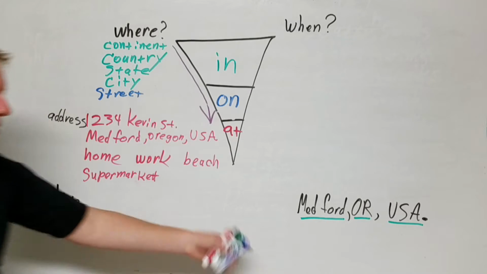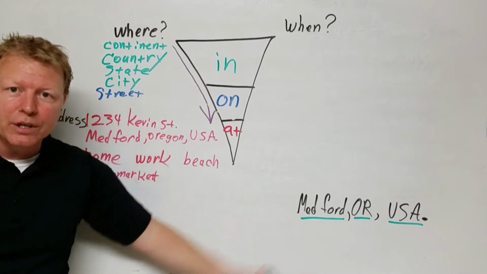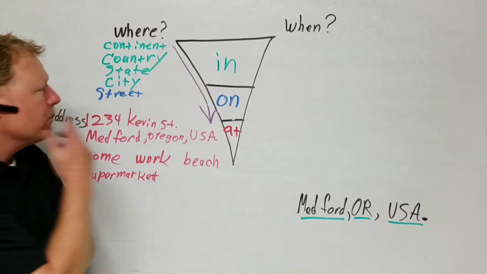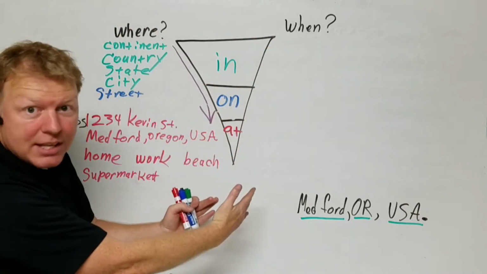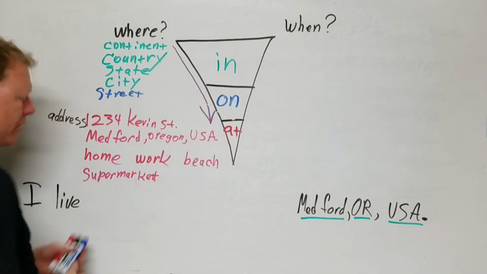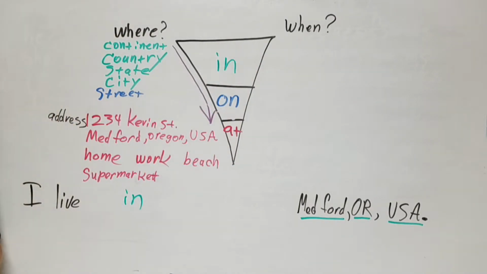They say, hey, where do you live? And I say, oh, Medford, Oregon. But I would say I live what? I live at Medford, Oregon, USA. I live on Medford, Oregon. No. So remember, you use the smallest one, but let's see, I only have in. So therefore, I live in Medford, Oregon, USA.